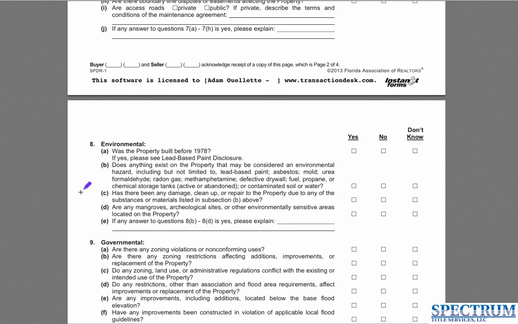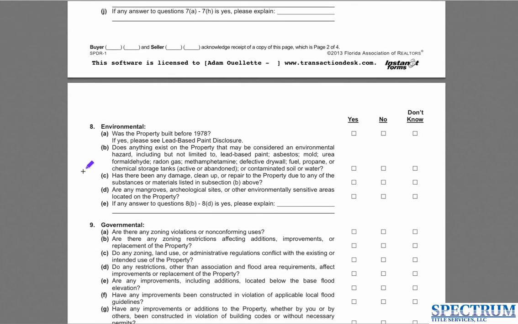Okay, Section 8, environmental. Was the property built before 1978? A lot of you are already familiar with the lead-based paint disclosure. That needs to be done if it was built before 78. Is the seller aware of anything that's considered an environmental hazard?